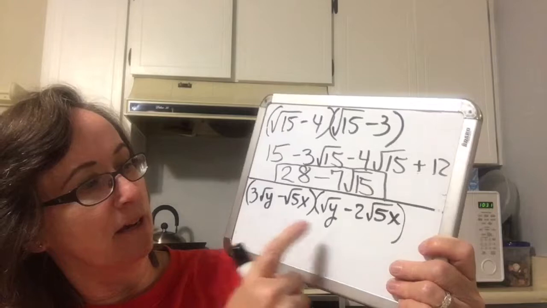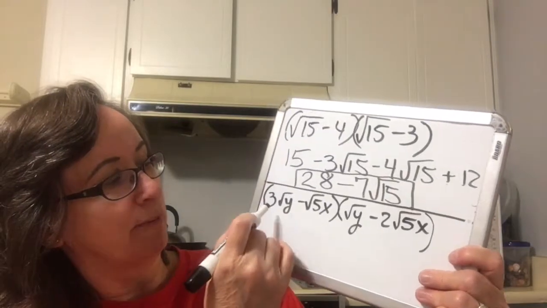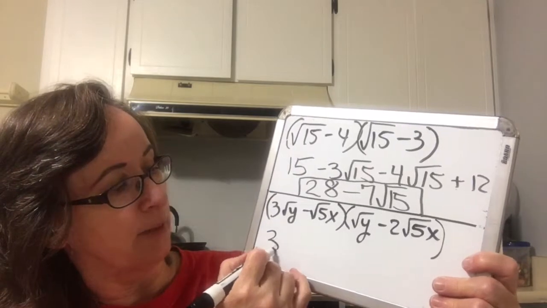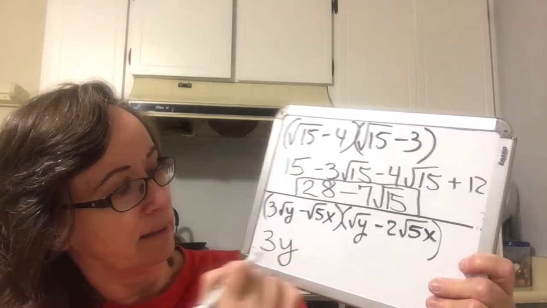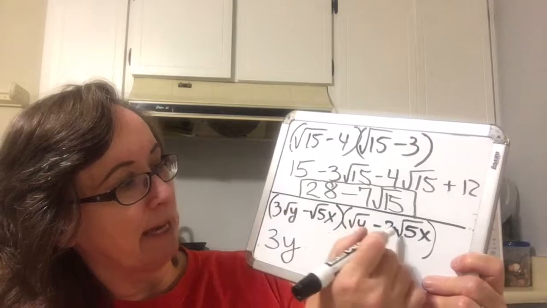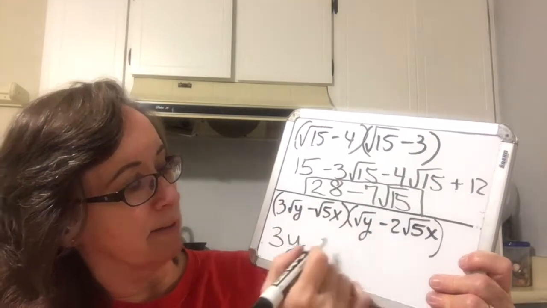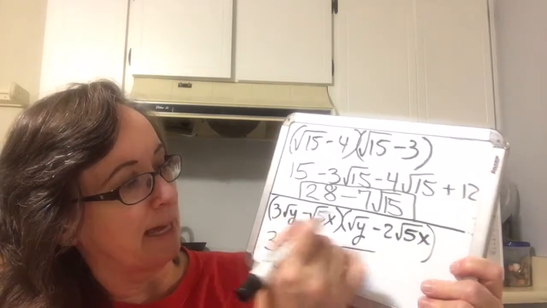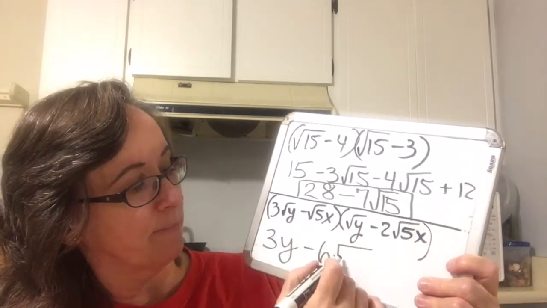All right, so now we're going to FOIL again. We've got a 3 square root of y and a square root of y. When we multiply them together, we get a 3y. Okay, our outside, remember outside goes with outside, so negative 6. Inside goes with inside, square root of 5xy.